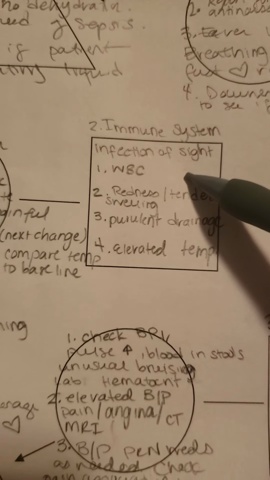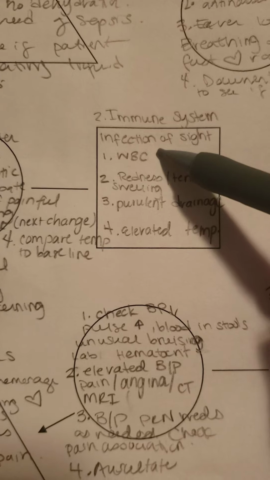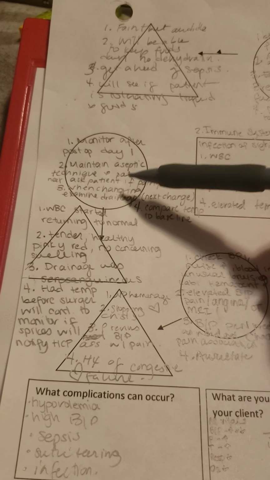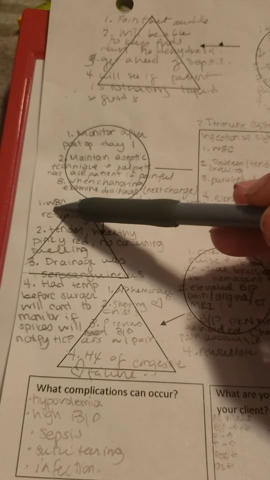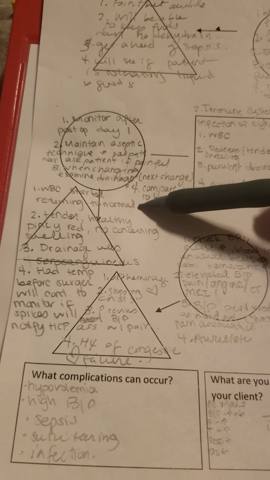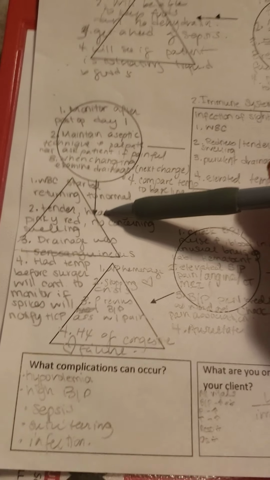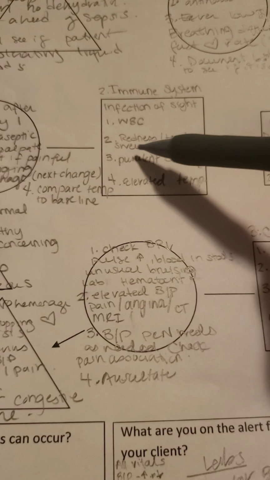Next would be the immune system. We would check for infection of the site by checking labs for white blood count. By checking white blood count, you would monitor one day after post-op. The reason being is because they could be elevated on the first day because the patient did have surgery. And then, after, you would assess to see if the white blood count started returning to normal, then everything was good. If it stayed elevated, then there could be a sign of infection, and then you would have to do further assessment from there.